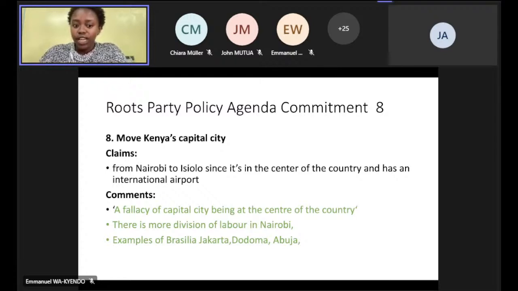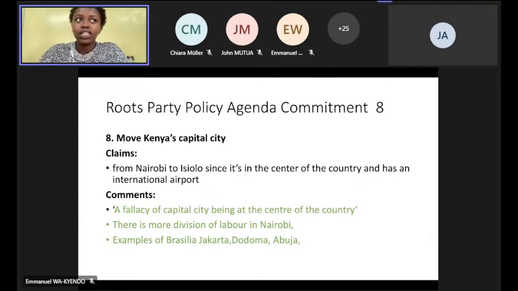And there have been examples of countries which have moved their capitals. So far, the most successful has been the Brazilian one, but it's been long term because they moved it in 1960, that is 62 years ago. And currently it has the highest GDP per capita of any other Latin American city. But let's look at our neighboring country here, Tanzania. They moved theirs from Dar es Salaam to Dodoma in 1970. It has been slow paced.